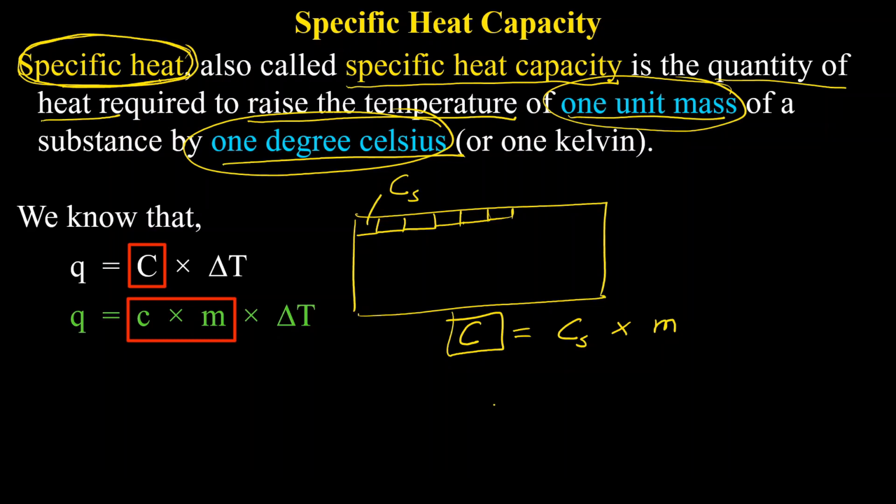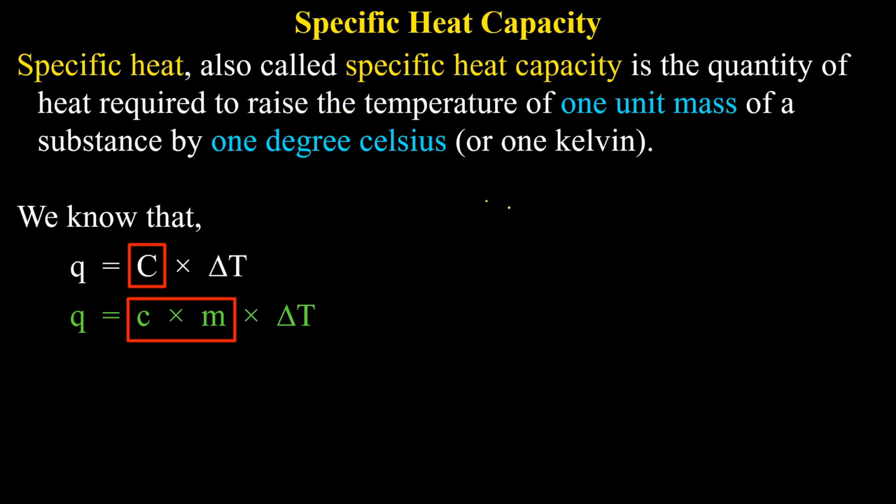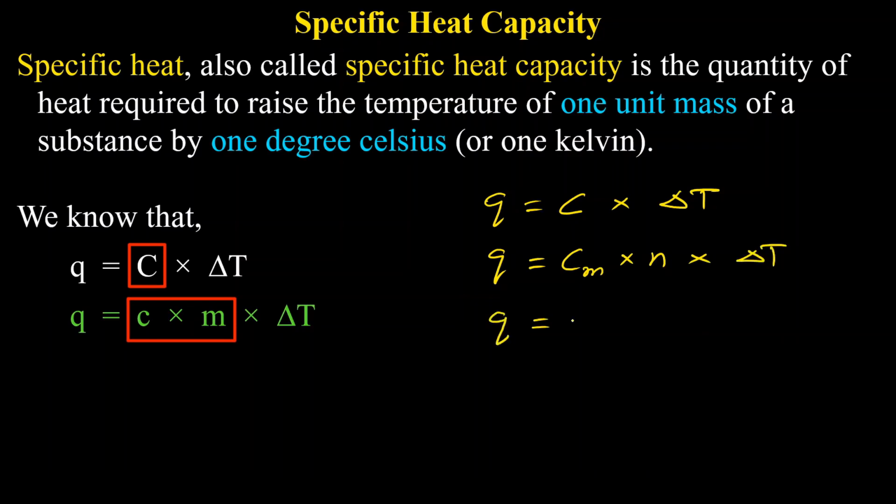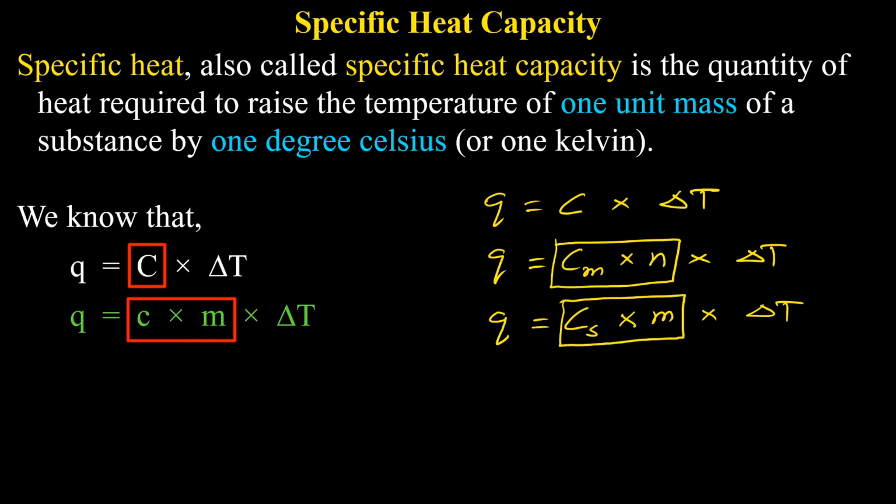I'm just repeating: if I am saying heat capacity, then Q will be equal to capital C into delta T. If I am talking in terms of molar heat capacity, then C I can write as Cm into number of moles and into delta T. If I am talking about specific heat capacity, then Q will be equal to specific heat capacity multiplied by how much mass I have, into delta T. Because in case of molar heat capacity, this is the total heat capacity. In case of specific heat capacity, this gives us total heat capacity C.